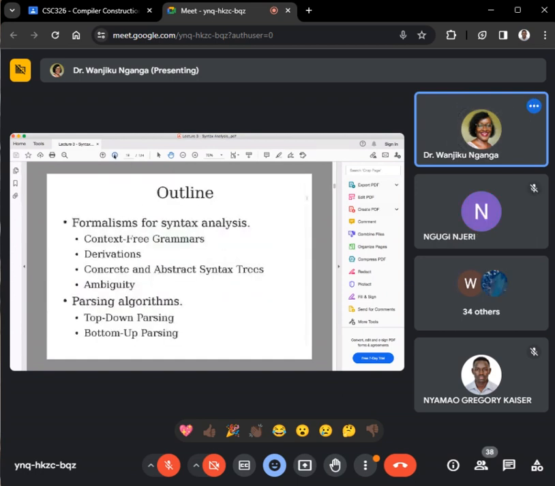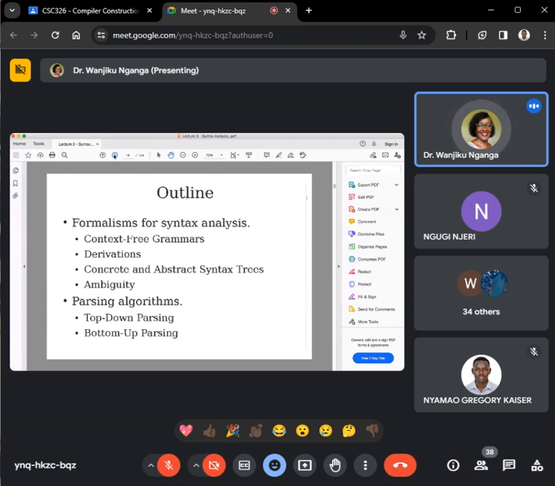So in terms of understanding the syntax analysis phase, we're going to go through the formalisms for syntax analysis, the same way we did for scanning. We talked about regular languages. We refreshed our minds on regular expressions, deterministic FAs, NFAs, and converting NFAs and all that. So that was the bit that comes for lexical analysis.